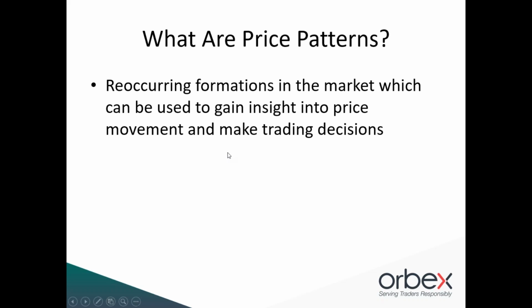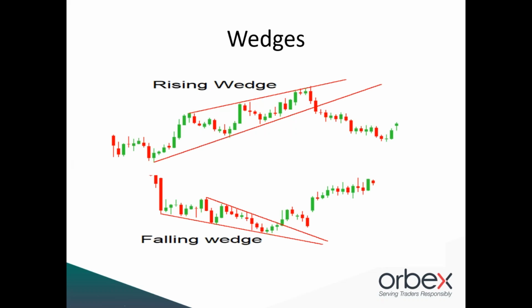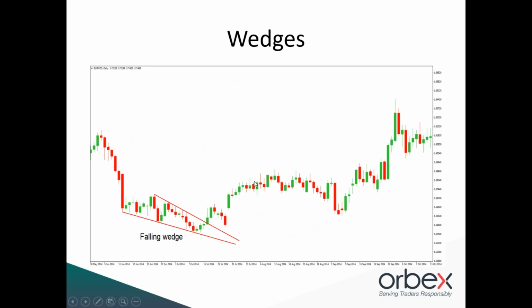So the first pattern then is the wedge. We have the rising and the falling wedge. The wedge is a classic chart pattern that remains one of the most popular among price action traders as it can often yield powerful breakouts. You can see here that the wedge is simply formed by two converging trend lines. And we have both the bearish version, the rising wedge, and the bullish version, the falling wedge. So we'll take a look at each of these in detail and I'll talk about them a bit more.